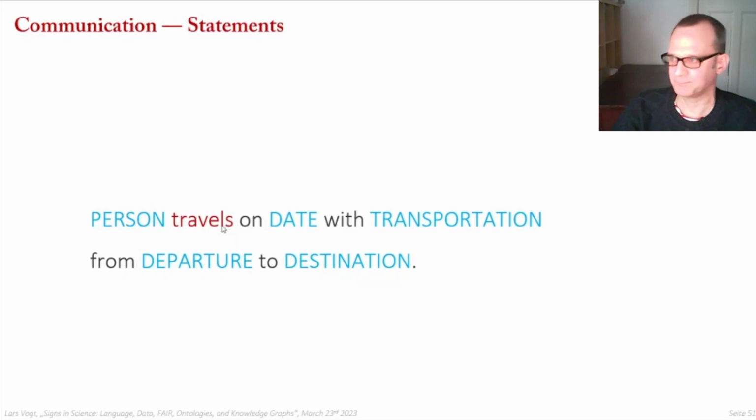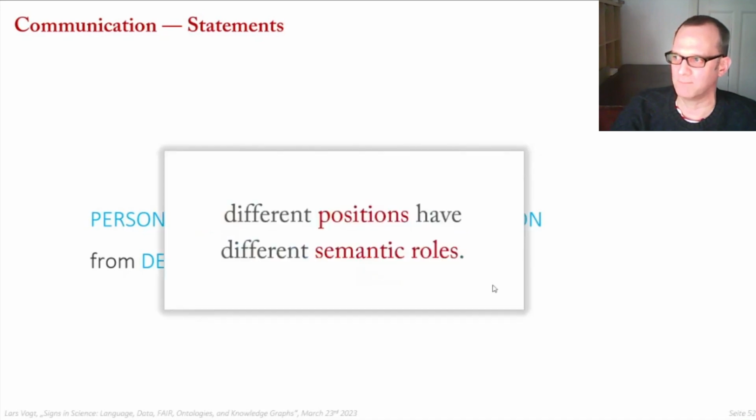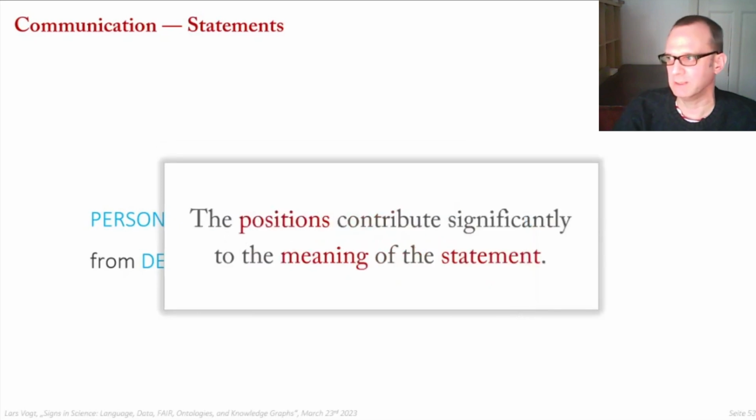And I use certain labels here, which are basically thematic labels that give you an idea of what the semantic role of that position is. So here we have a person who is traveling on a certain date and so on. So different positions have different semantic roles, we see. And the positions contribute significantly to the meaning of the statement.